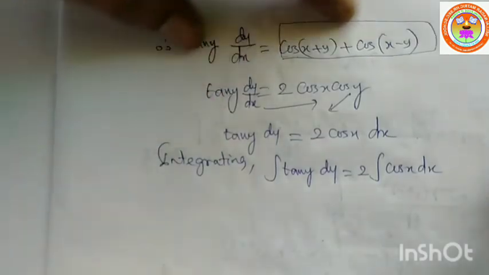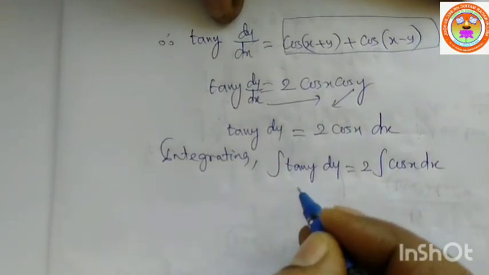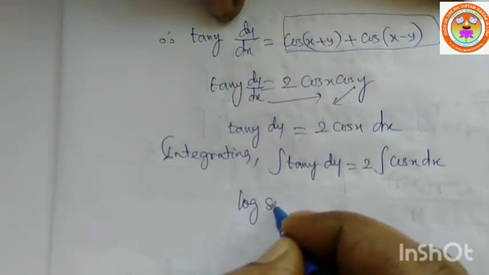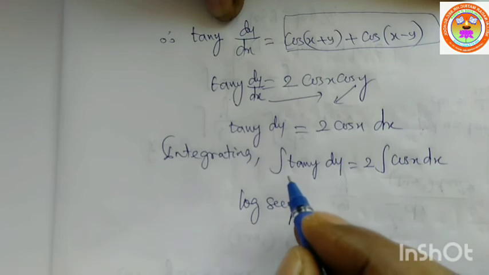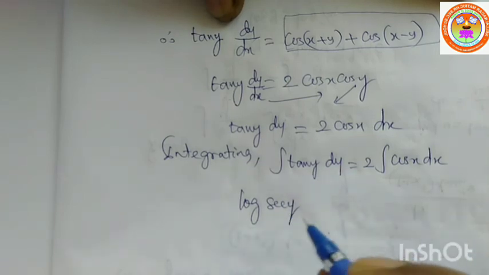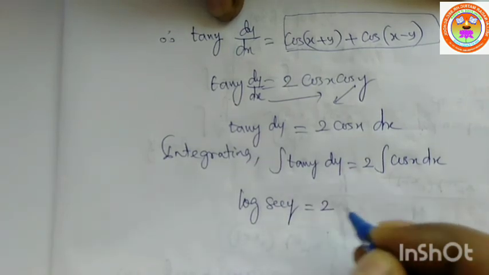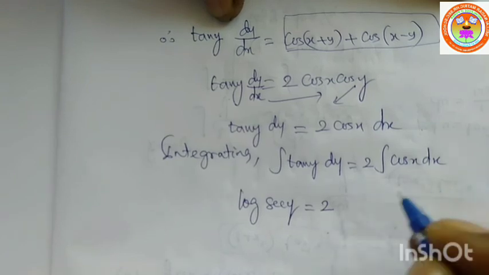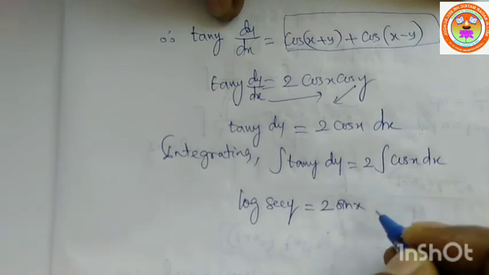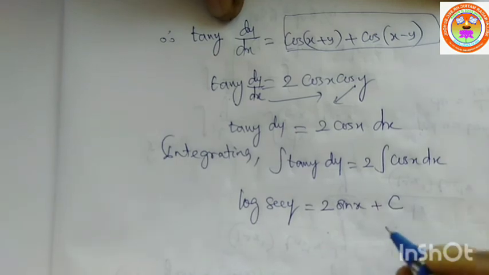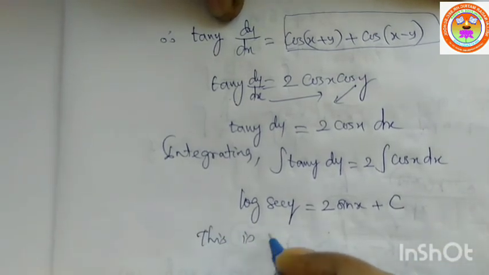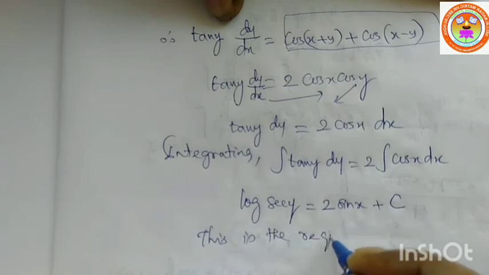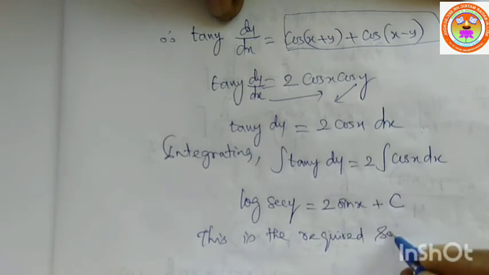What is integral of tan y? Integral of tan y formula is log secant y. Integral of tan x into dx is log secant x. So, integral of tan y into dy is log secant y, which is equal to 2 into integral of cos x, that is sin x, then plus 1 integrating constant c. So, this is the required solution.